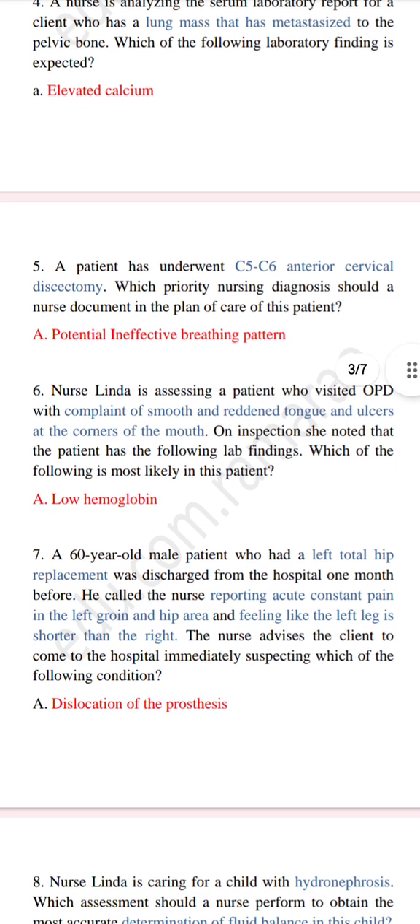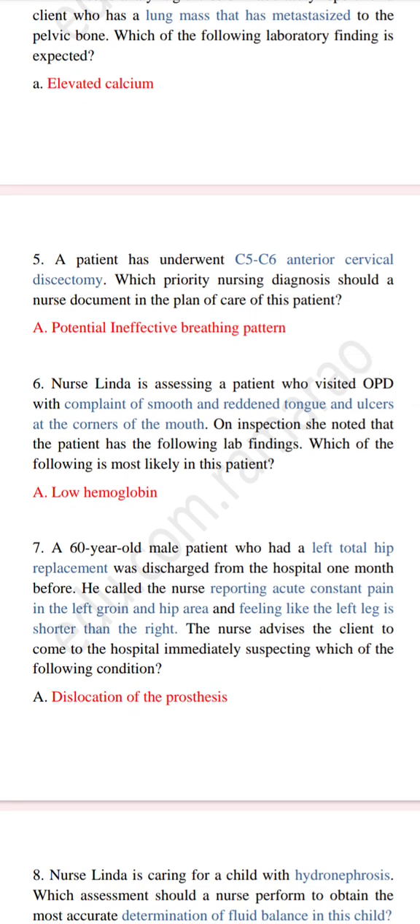Then next question. Nurse Linda is assessing a patient who visited OPD with a complaint of smooth and redundant tongue and ulcers at the corner of the mouth. On inspection, she noticed that the patient has the following lab findings. So, which of the following is the most likely in this patient? The answer is low hemoglobin.